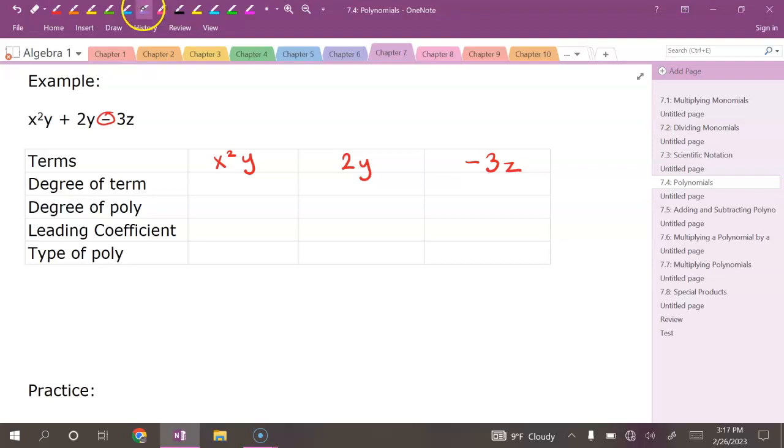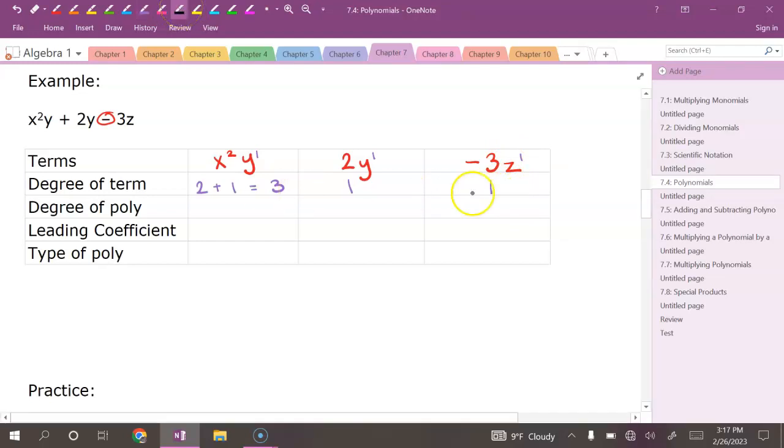Now, the degree of the terms, that's when you look at the exponents. So remember, for this first one, we've got 2 letters, so we have to look at both of the exponents. X has a 2, y has a 1, so 2 plus the 1 means we have a degree of 3. For the next one, the 2y, that has just a y with a degree of 1, and the last one does the same thing. It's only got a z, so the degree is 1.